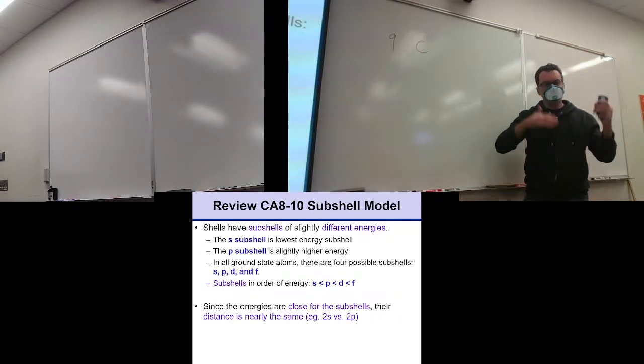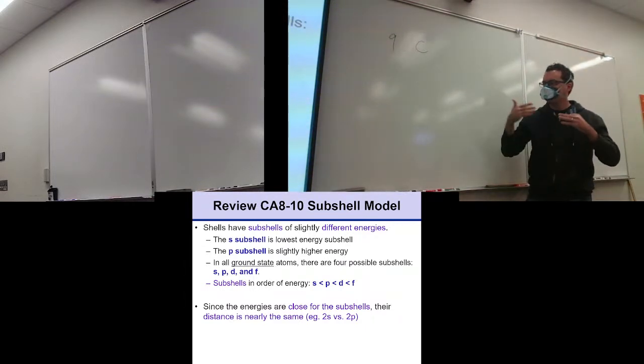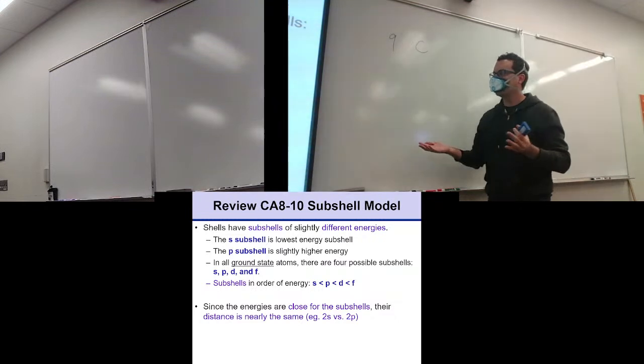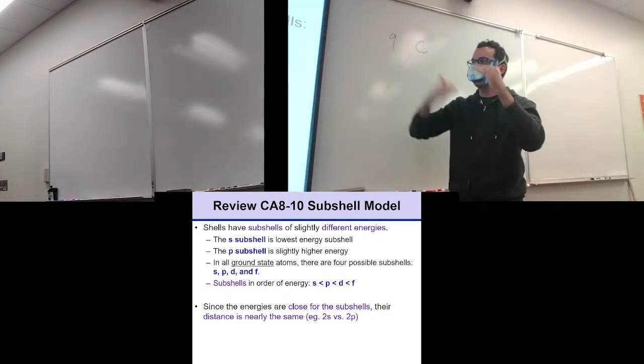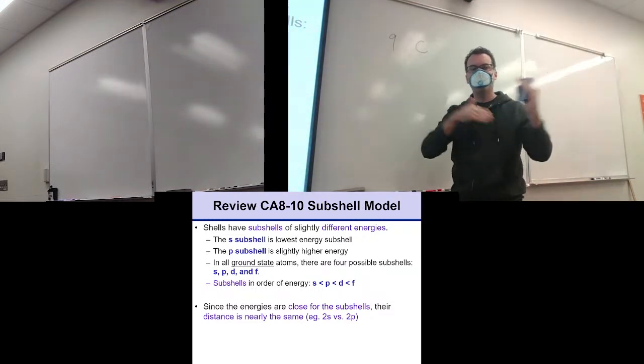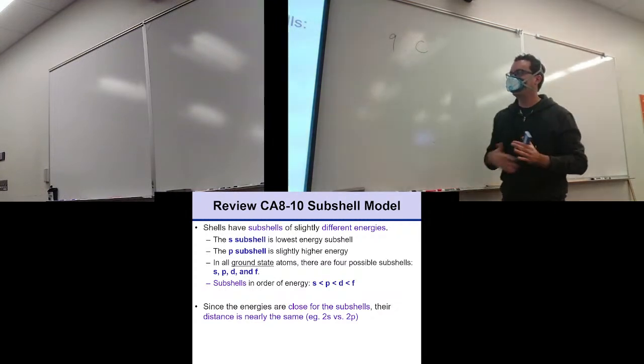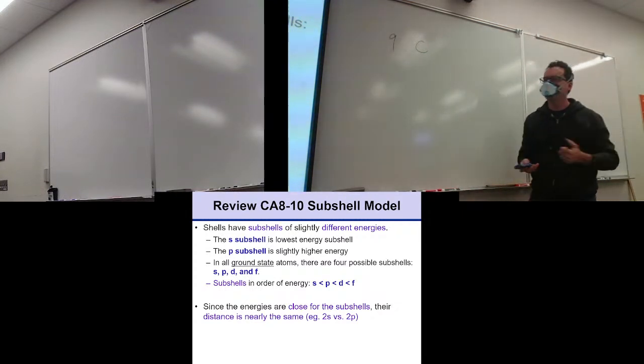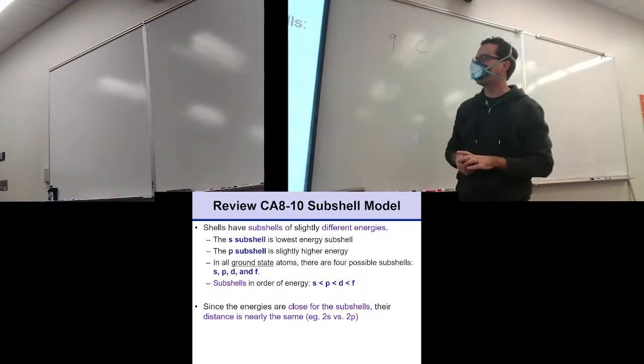But it's not as simple as, 1s is lower than 2s. Well, that's true, but there's like a 4s, which is lower than a 3d, even though 3 should be lower than 4. It gets complicated. So we learned a technique for memorizing, or not memorizing, but being able to figure out the actual order of the subshells.